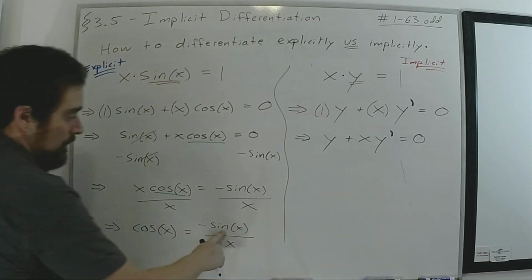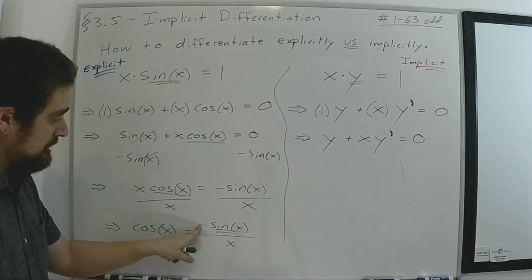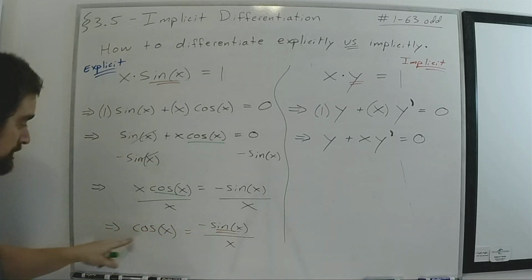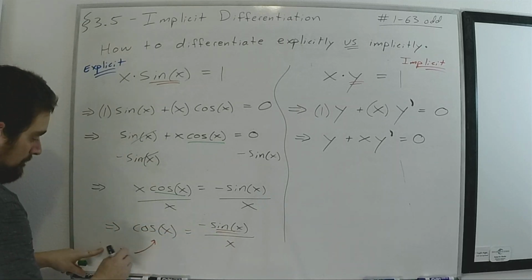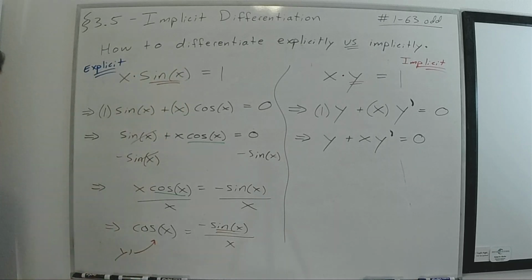Now this was my original function y. Notice it's being negated, and then I divide by x. And what does it do? It produces y prime. If y is sine of x, then y prime is cosine of x.